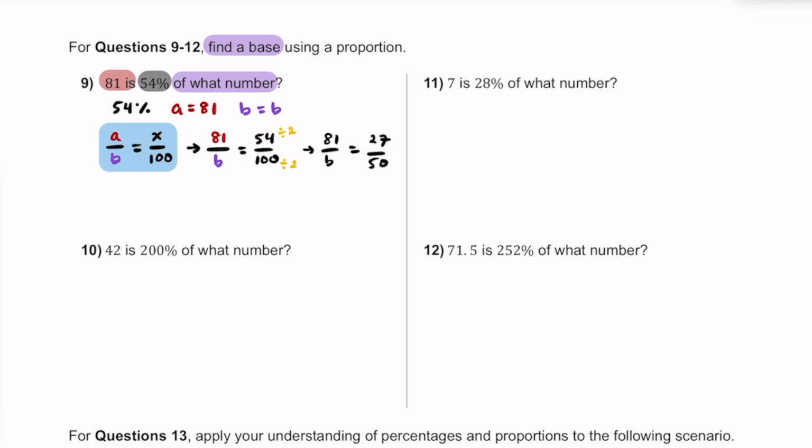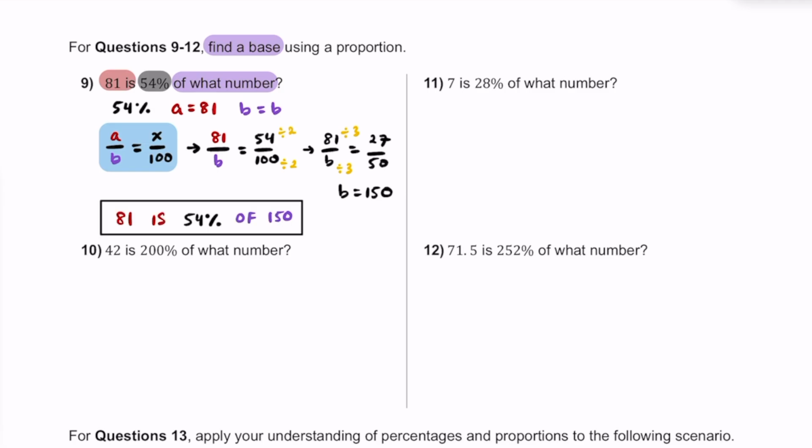All right, now the reason why I think this one is still going to be useful is because it turns out 81 divided by 3 is 27, and then so B divided by 3 would be 50. And so if that's true, then 50 times 3 would be B, so we can say that B here would be equal to 150. So we can say that 81 is 54% of 150. All right, let's check out number 10.